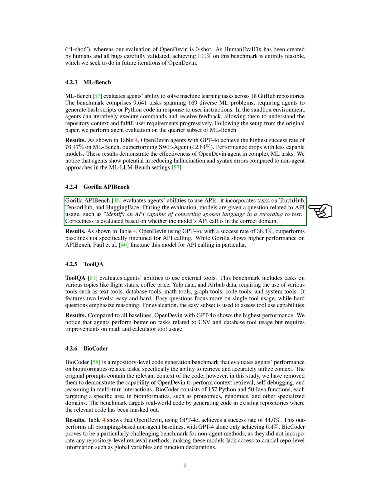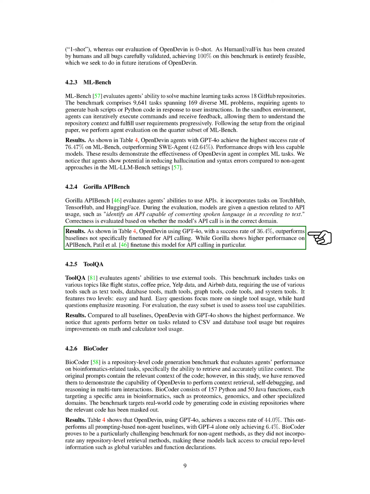We then turn to Gorilla API Bench, which evaluates agents' abilities to utilize APIs. This benchmark includes tasks related to TorchHub, TensorHub, and Hugging Face. During evaluation, models are presented with questions about API usage, such as identifying an API that can convert spoken language in a recording to text. We assess correctness based on whether the model's API call is appropriate for the task.